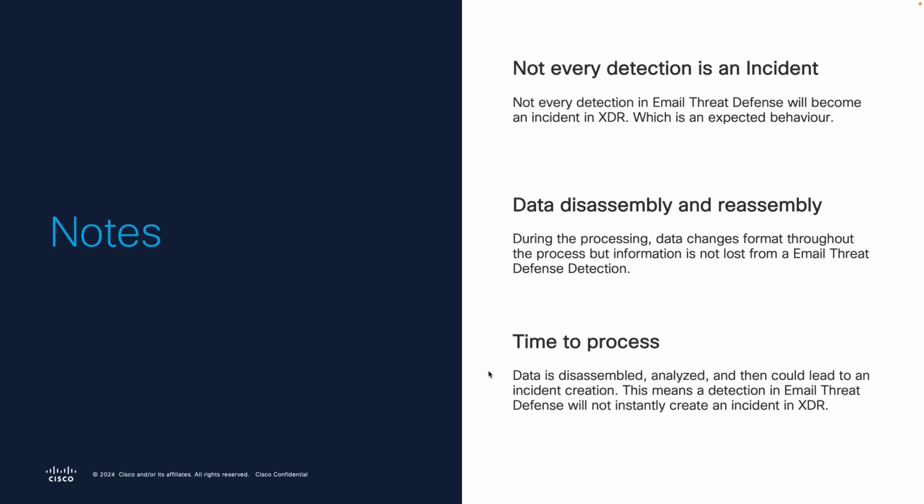Data is being deassembled and reassembled. This is something to note. Information from ETD, when it comes to XDR, is being deassembled and reassembled in order for us to use it inside XDR. That does not mean that any data will be lost. The data from email threat defense will be conserved when we are transforming it to another format.